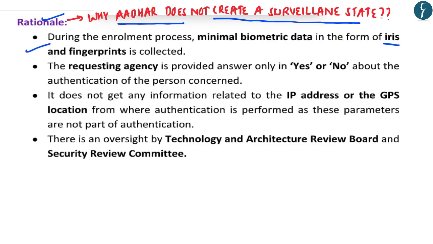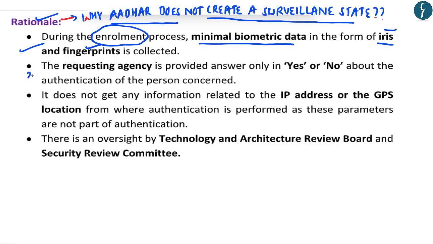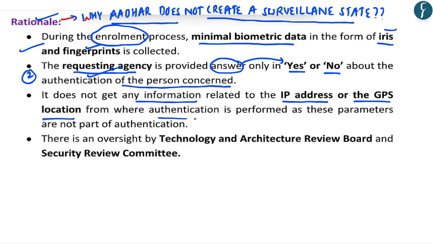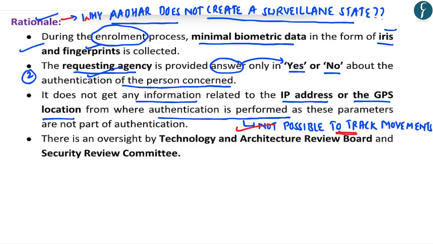The Supreme Court has stated that during the process of enrollment for Aadhaar, minimal biometric data such as iris and fingerprint is collected. Secondly, the Supreme Court has stated that whenever a person is authenticating his Aadhaar records, the requesting agency is provided an answer which includes either yes or no about the authentication of the person concerned. And this requesting agency does not get any information related to the IP address or the GPS location from where the authentication is performed, which means that it is not possible for the government to track movements of each and every citizen in India.